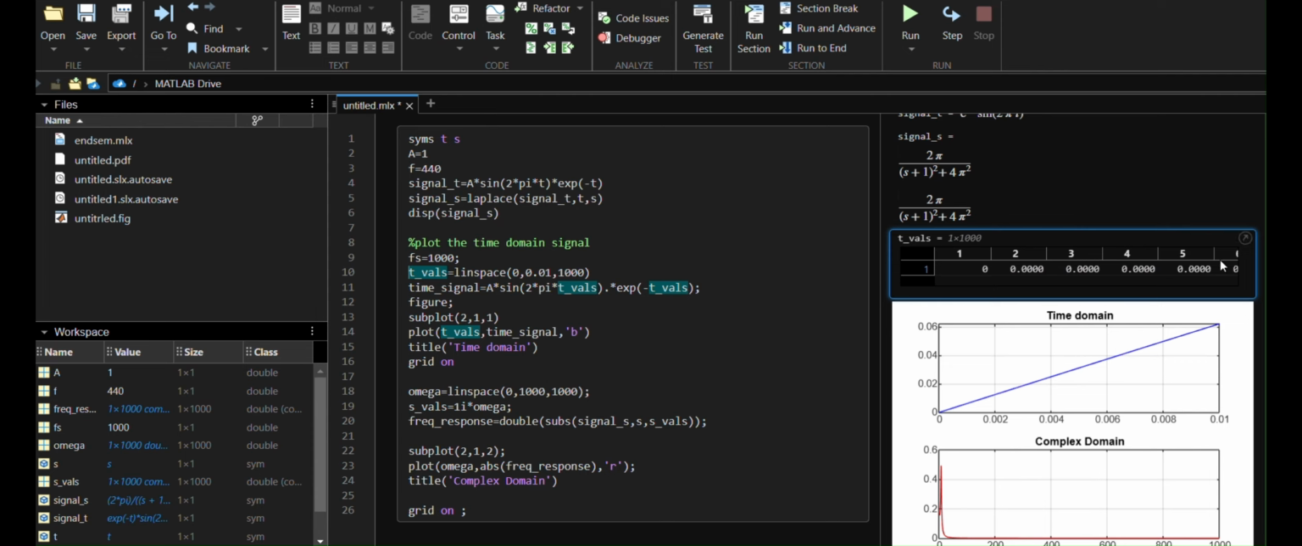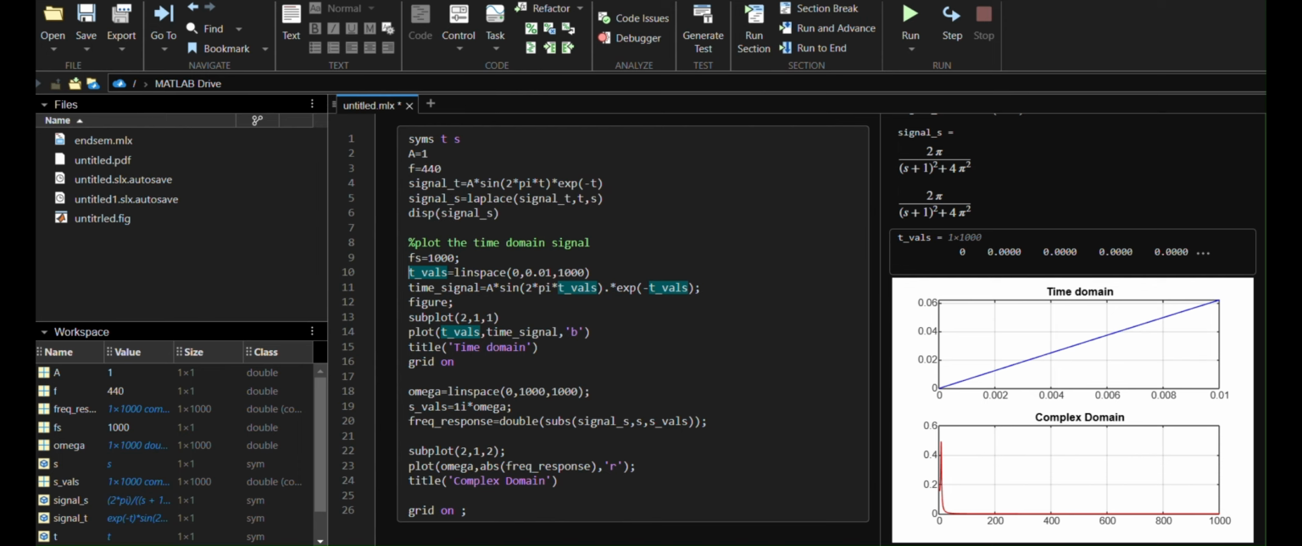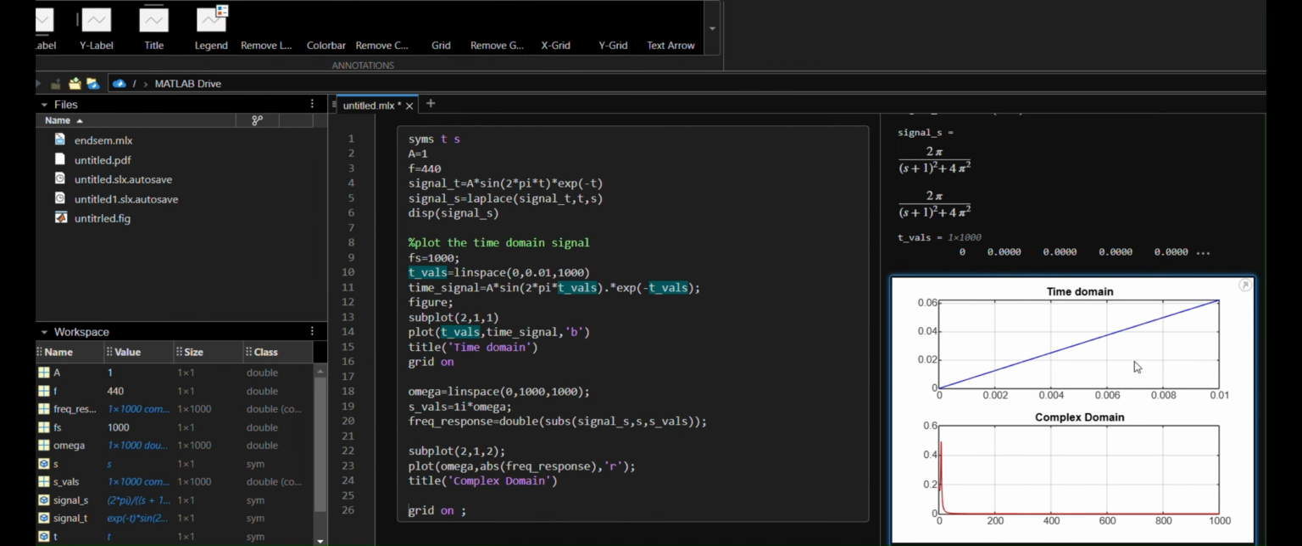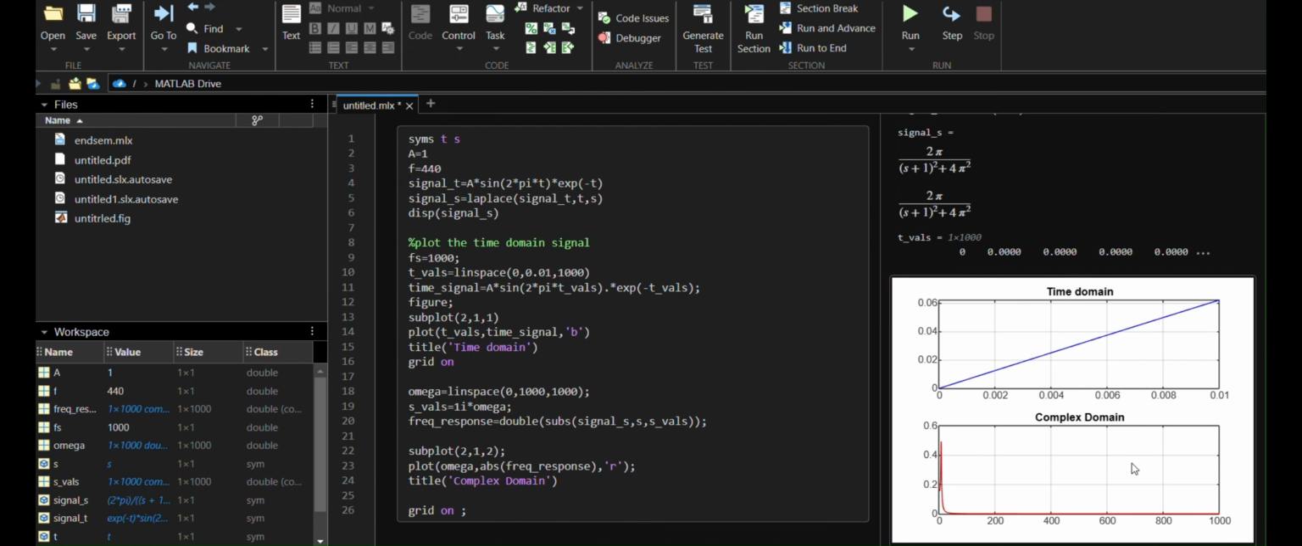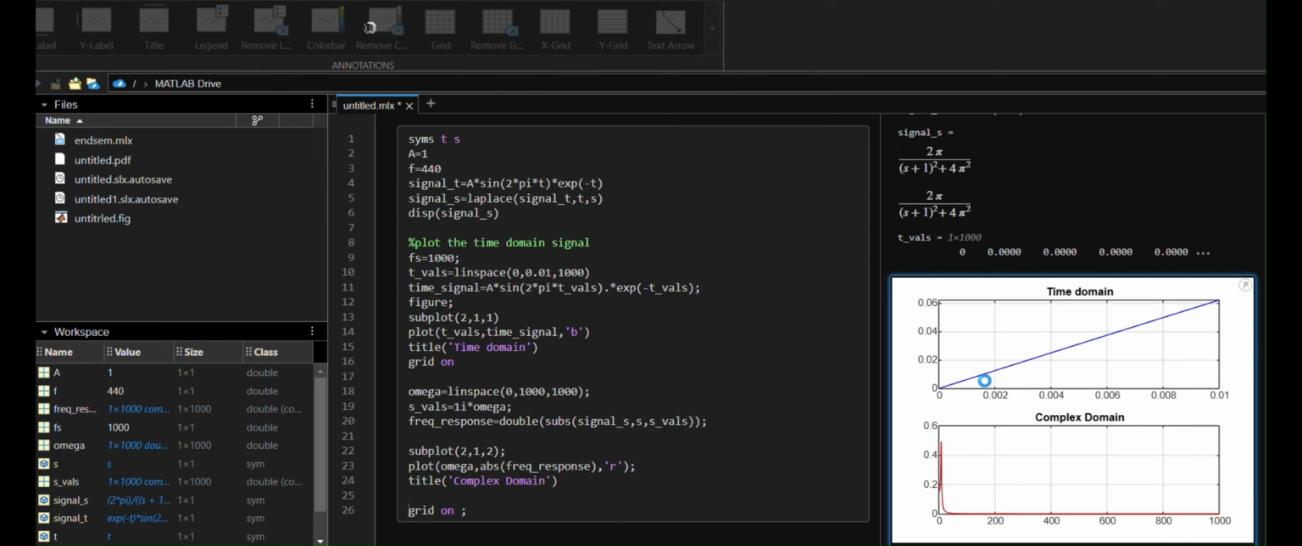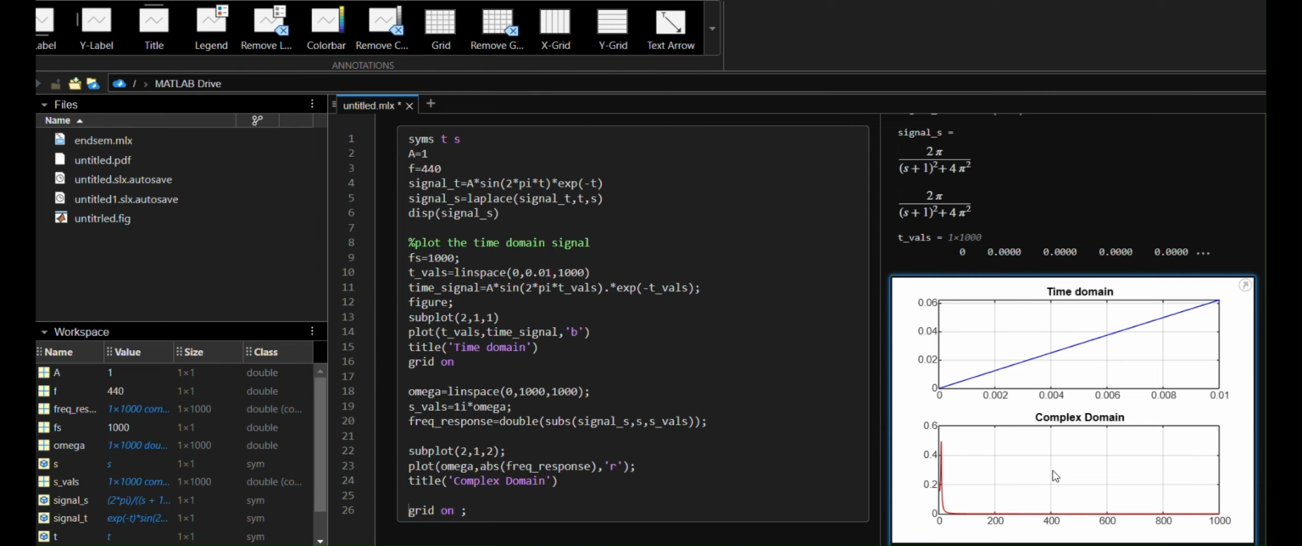So this is the t value that the computer randomly took, and this is the time domain. And at the bottom we have the complex domain. The blue function indicates the time domain function. It is converted into the complex domain function. Okay, it is clear. So it is a visualization of the time domain to the complex domain, how the Laplace transform converts from the time domain to the Laplace domain.